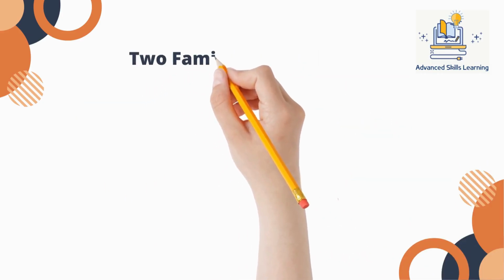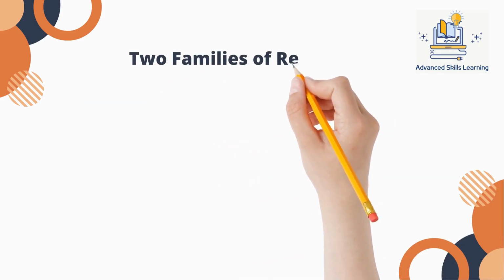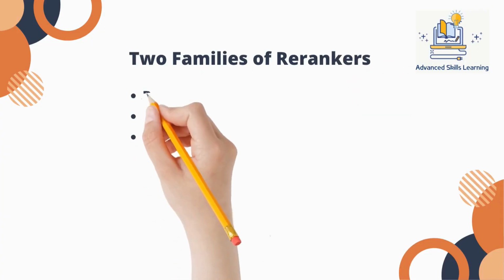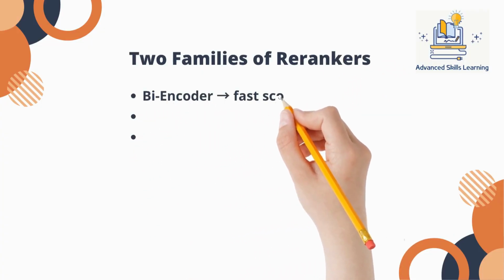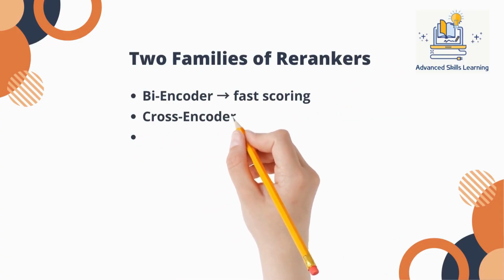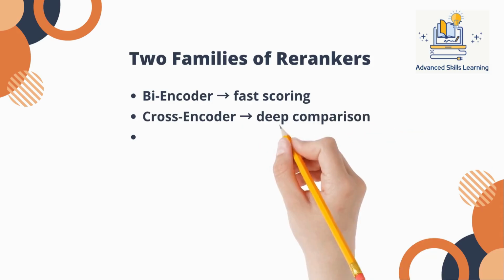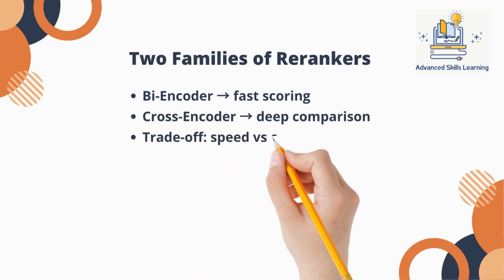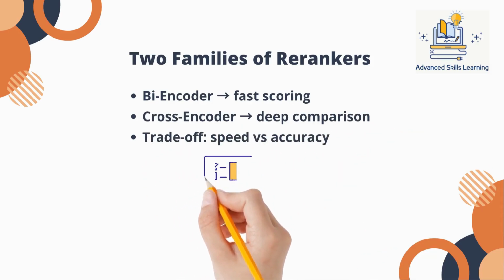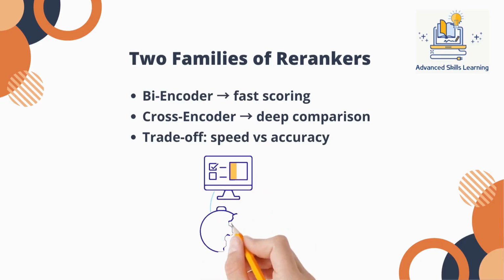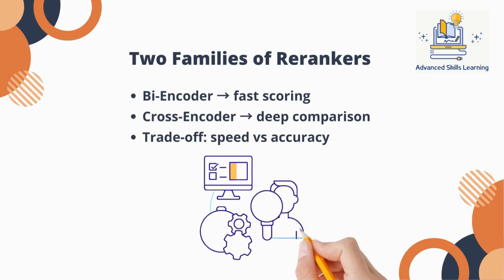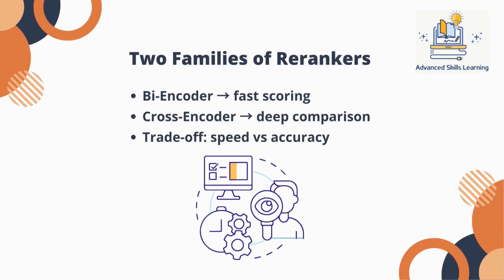There are two main types of reranking models: bi-encoders and cross-encoders. They solve the same problem but in very different ways. Bi-encoders score query and documents separately, making them fast and scalable. Cross-encoders evaluate query and document together, making them slower but far more accurate. Understanding this trade-off is critical because choosing the wrong one can either slow your system to a crawl or silently degrade answer quality.